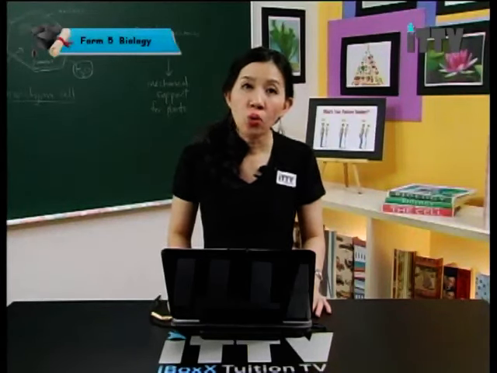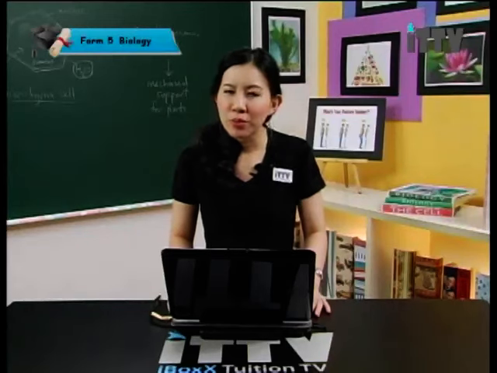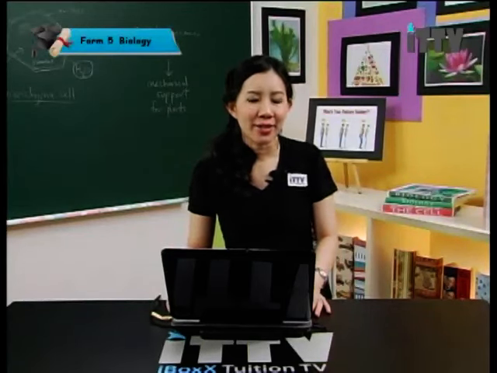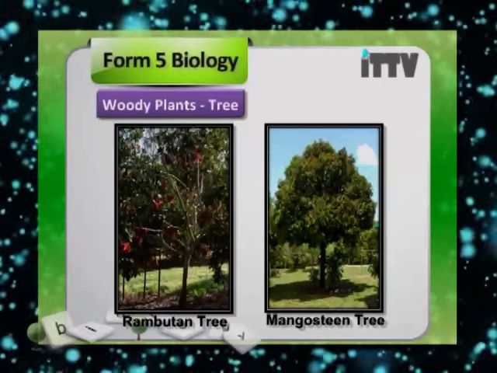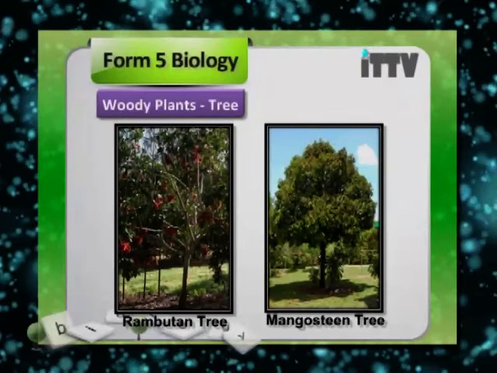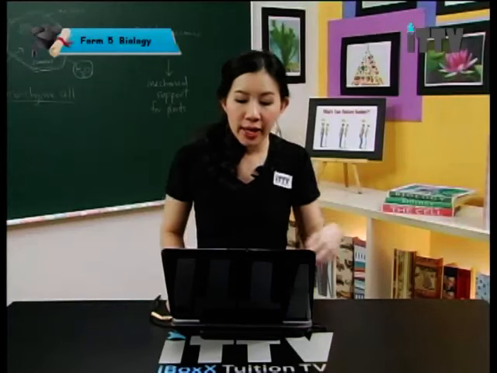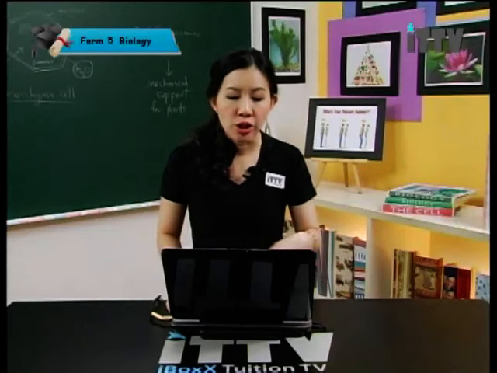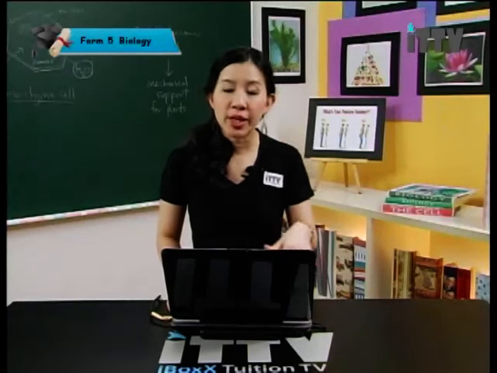They are very tall woody plants, but let's look at local context, because examples of woody plants would be the rambutan and the mangosteen tree. As every year they grow, they add another ring. They add another wood that forms a concentric ring.